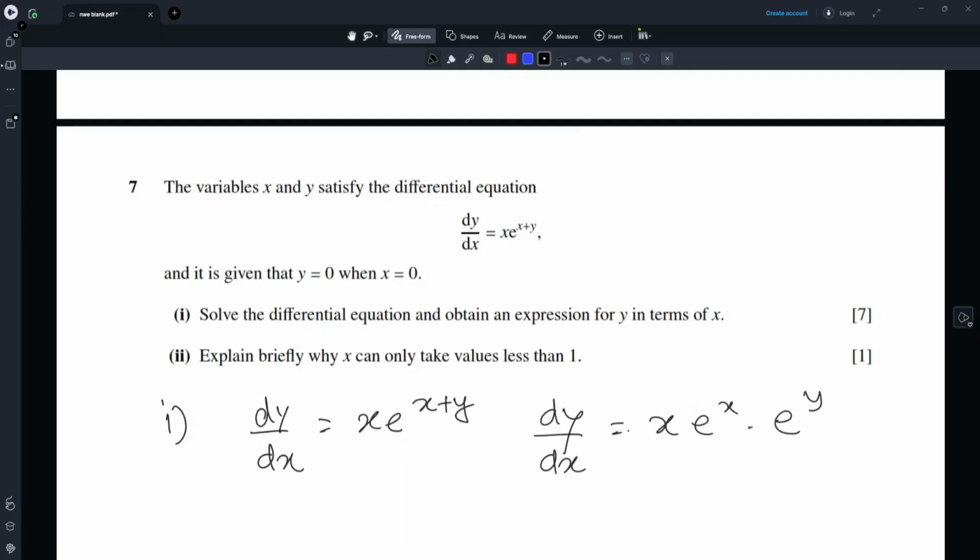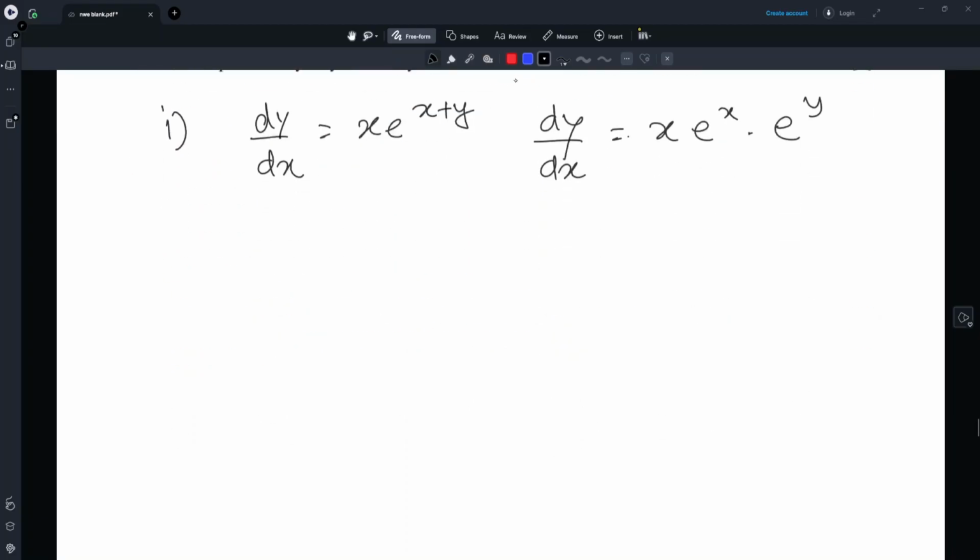times e to the power y. I take this e to the power y to the other side, so I get e to the power minus y dy equals x e to the power x dx. Take this to the other side, take this to the other side. Integrate both sides, and then we have some integration by parts here.